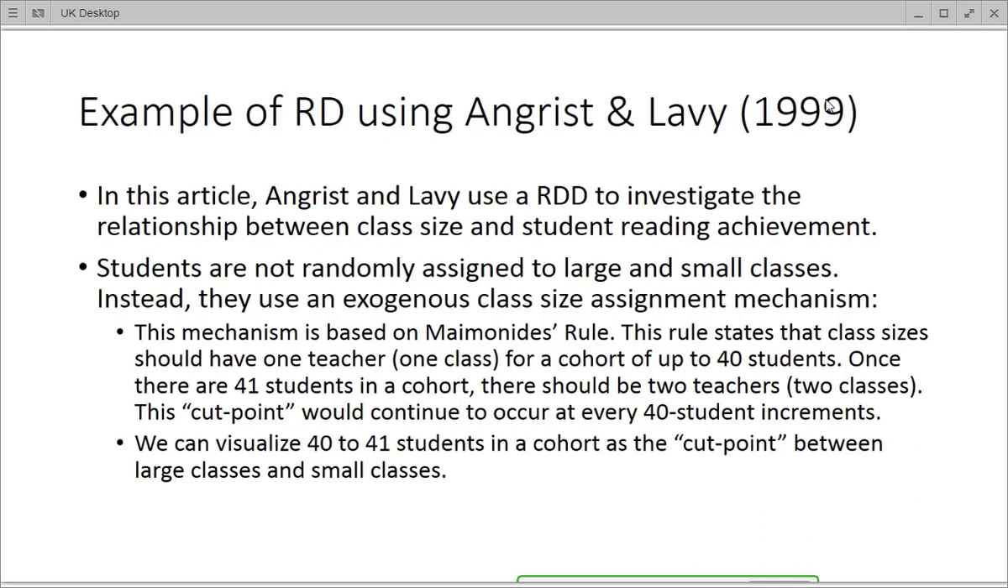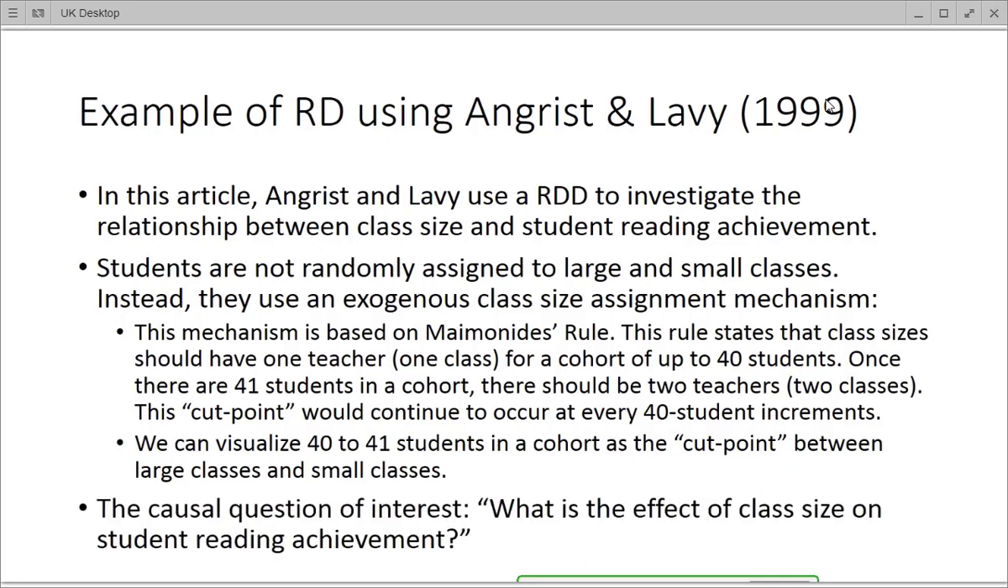And we're going to use a lot of visualization today to bring out the aspect of being able to look at the impact of a cohort of size 40 in just one large individual class versus a cohort of 41 students in 2 small classes. What the researchers are trying to get at here has nothing really to do with the cohort size itself, but the effect of being in a smaller class versus a larger class, and their outcome of interest is student reading achievement.